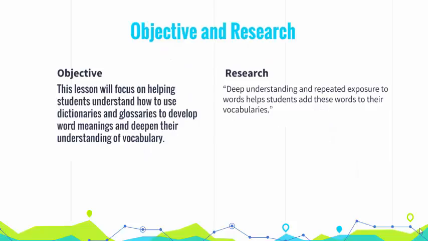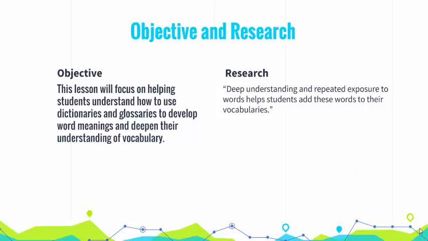The objective of this lesson is to help students understand how to use dictionaries and glossaries to develop word meanings and deepen their understanding of vocabulary. As previously stated, students should use this skill as a way to double-check the meaning of an unknown word after using context clues to determine what the meaning could be.